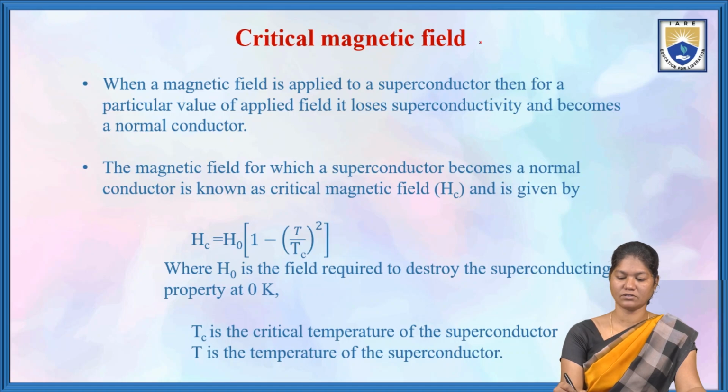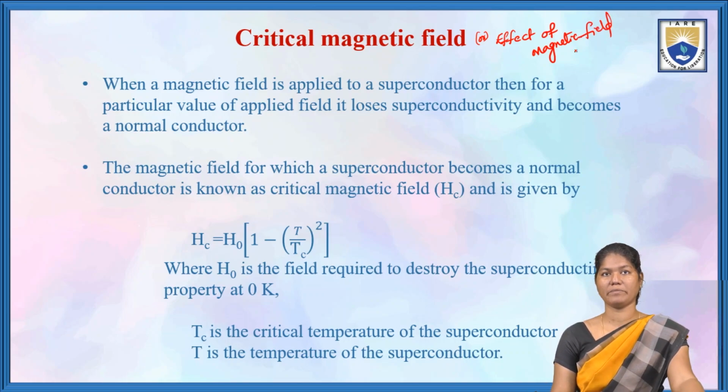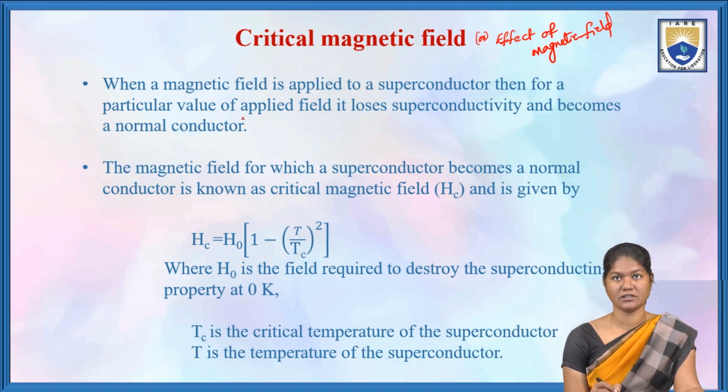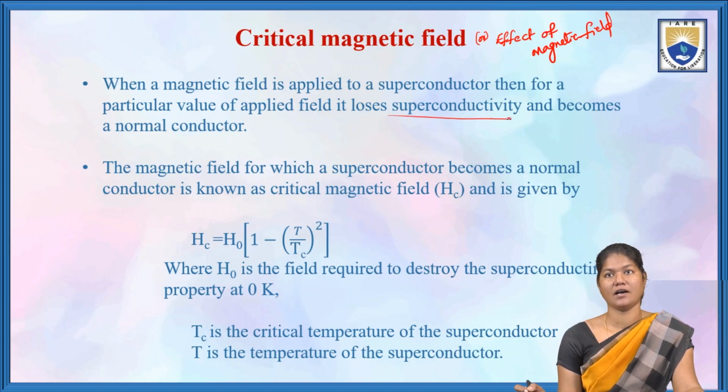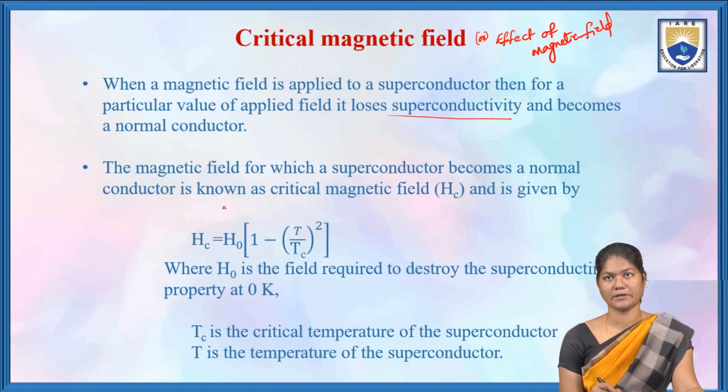Now the effect of magnetic field. When a magnetic field is applied to a superconductor, then for a particular value of applied field, it loses superconductivity and becomes a normal conductor.